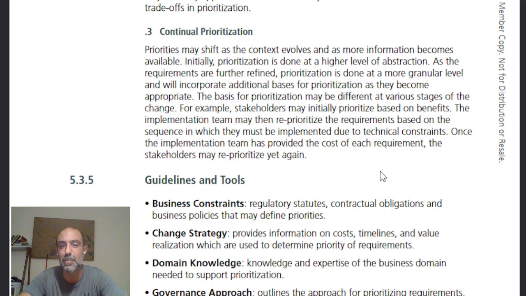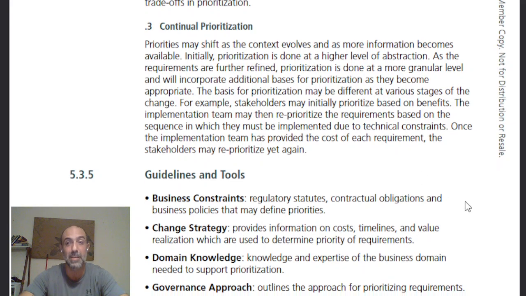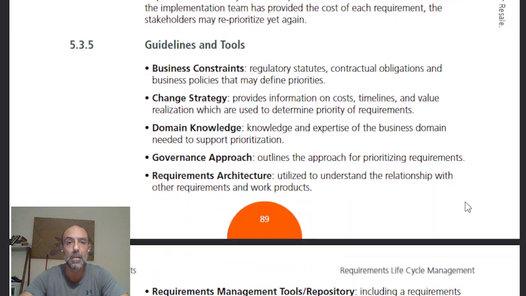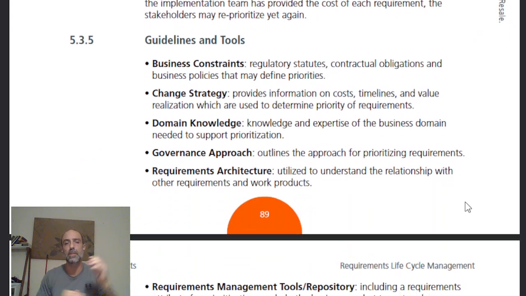Once the implementation team has provided the cost of each requirement, stakeholders may reprioritize yet again, because suddenly they're like, I thought this was a priority, but if it's going to cost us this much, let's do the other stuff. Guidelines and tools: business constraints, regulatory statutes, contractual obligations, and business policies that may define priorities. Amazing. Change strategy provides information on costs, timelines, and value realization, which are used to determine priority of requirements.